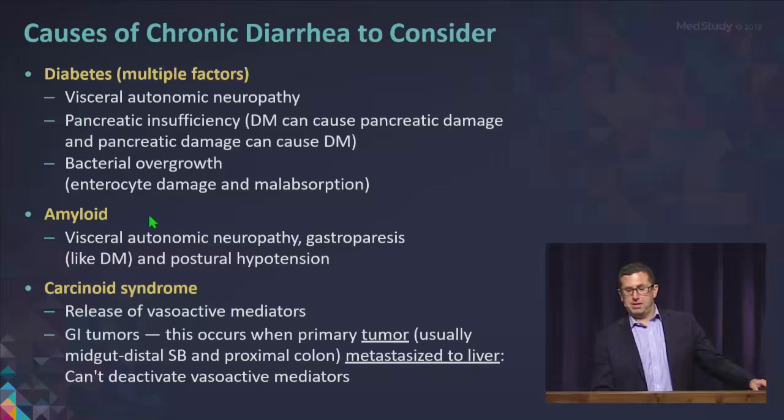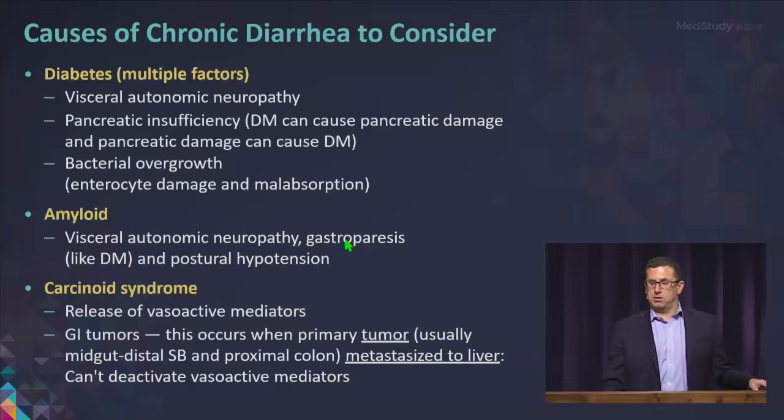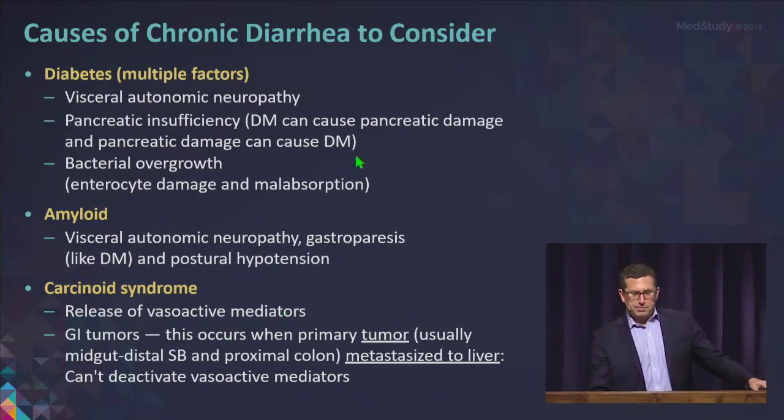Amyloid, similar to diabetes, could be associated with visceral autonomic neuropathy, again, changing the way the bowel is innervated, which could lead to diarrhea. Keep in mind, though, that amyloid could also be associated with other entities, including gastroparesis and postural hypotension.